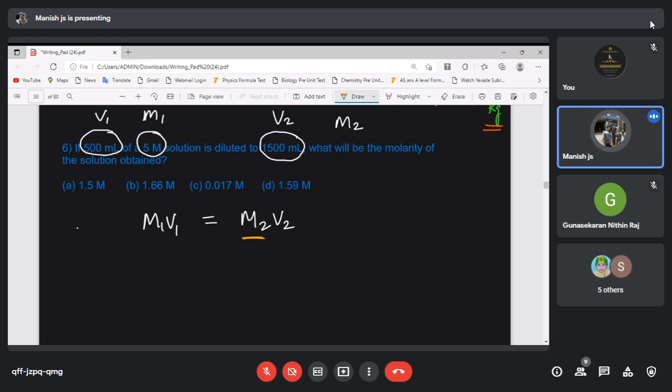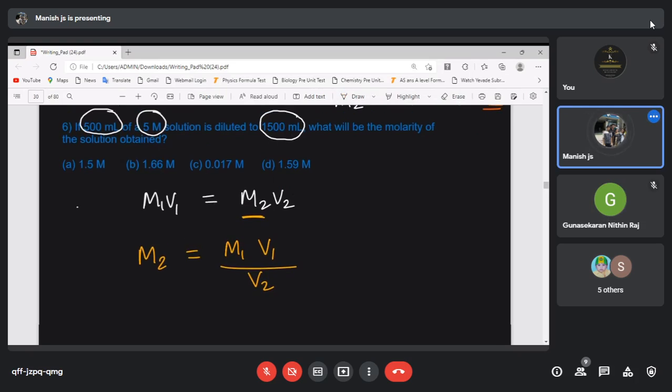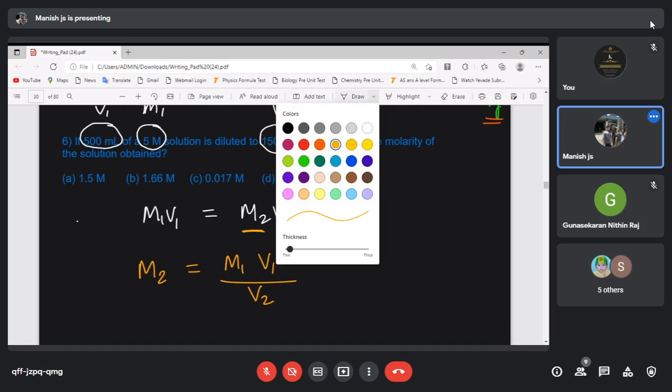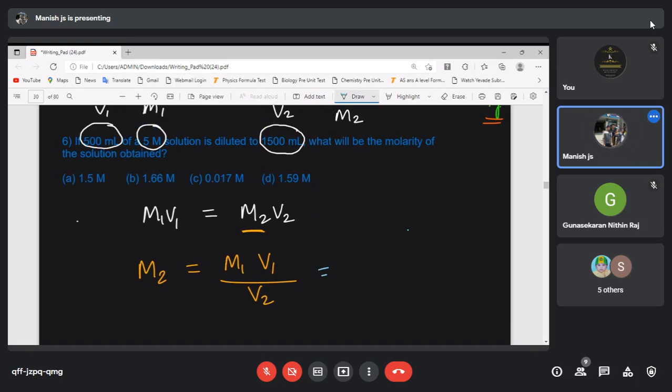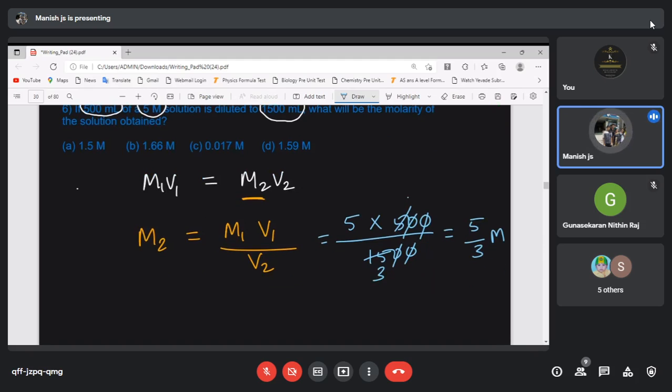We have to find M2, so keep M2 on one side and shift all other terms to the other side. Now M2 equals M1 V1 divided by V2. Substitute the values. M1 is 5, into V1 which is 500, divided by V2 which is 1500. Cancel out the zeros. 5 ones are 5, 5 threes are. So how much is 5 upon 3? 5 by 3 will give you the value, in molar units. So 5 by 3 is how much?